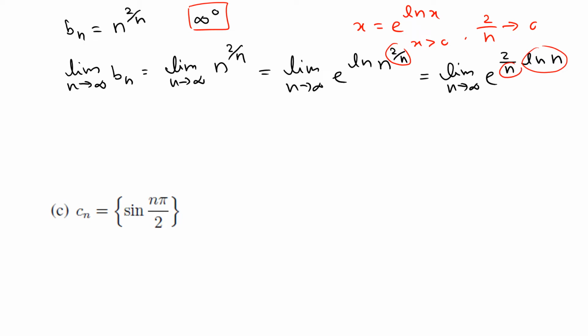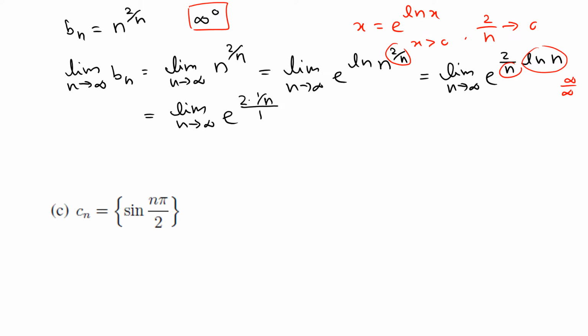Now you can see that ln n also goes to infinity as n goes to infinity. So it's an infinity over infinity problem. What we normally do when we have an infinity times 0 is try to convert it into 0 over 0 or infinity over infinity. Since this is an infinity over infinity problem, we can take the derivatives. So it's the limit as n goes to infinity of e to the... we take the derivative of the top, which is 2 times the derivative of ln, 1 over n, and the derivative of the bottom is 1.